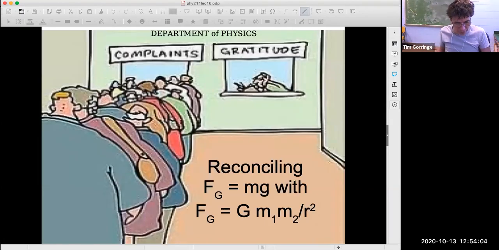Okay. Oh, we're at the physics department complaints department. What are we doing here? Well, there's some explaining I better do. We previously met a formula for the gravitational force. It was mg. And we've now met a new formula for the gravitational force. It's the gravitational constant times m1 times m2 divided by r squared. So, how can I have two equations for gravitational force? How can I reconcile these? So that's why you've come to the complaints department.